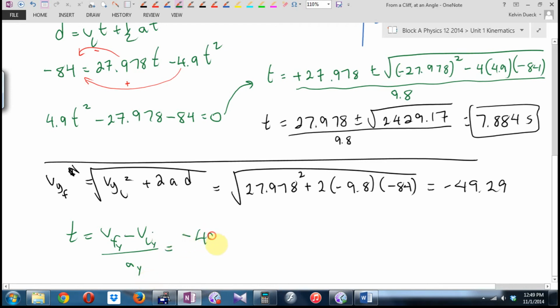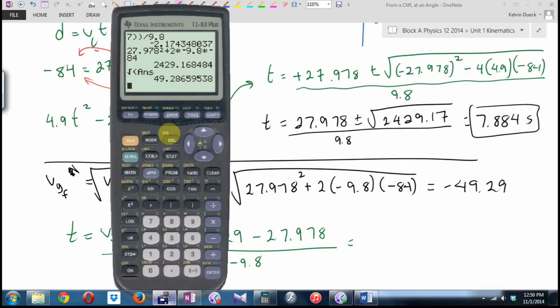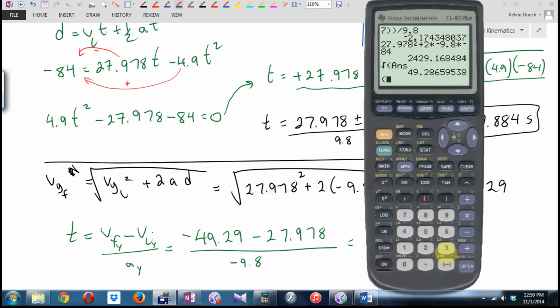Negative 49.29 minus 27.978, all over negative 9.8. And this should also give me, I hope, 7.884. Let's see. Minus 27.978 divided by negative 9.8. And there we go.